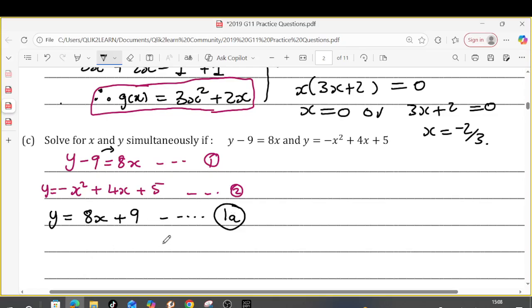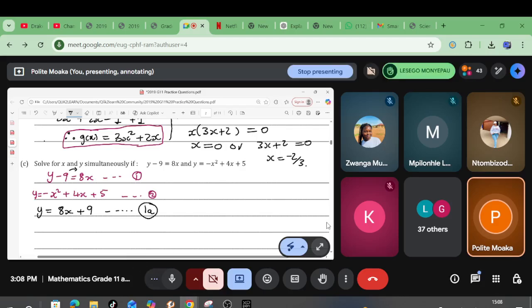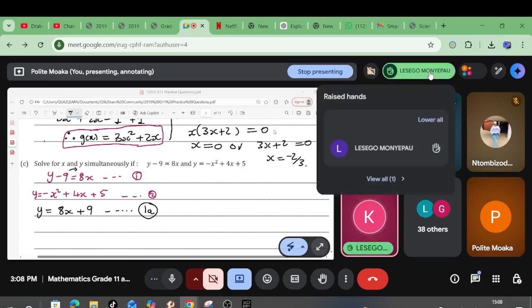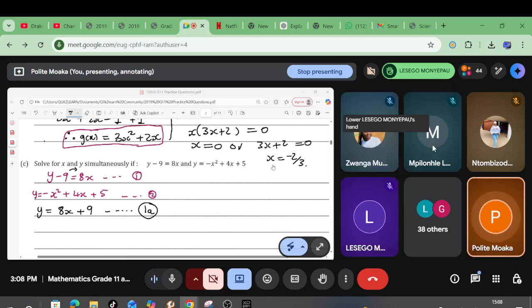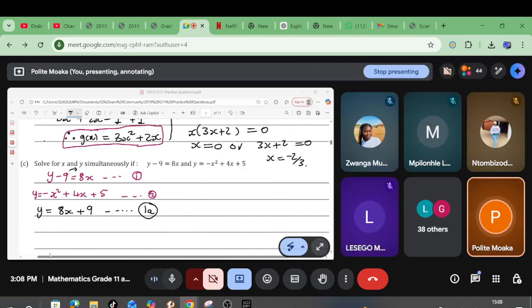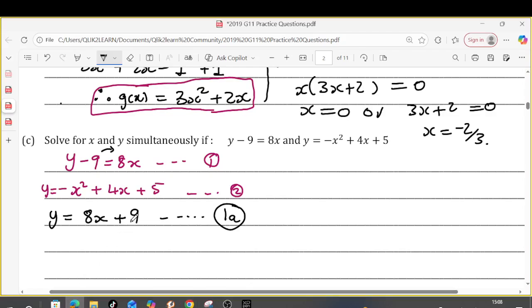Right, I see there's something. Let me check. Lesero, you raised a hand. Sir, equation 2 does not have a y. Oh, sorry. Yes, we do have a y. Thank you. At first, I forgot to write the y, then I wrote it after.